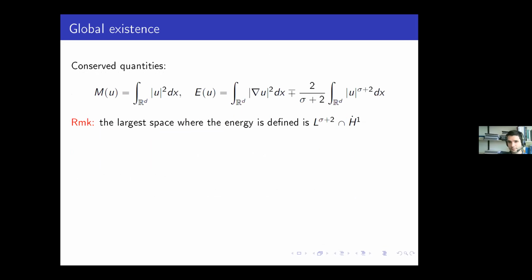In the defocusing case, where you have the plus sign, it's actually interesting to observe that the L sigma plus 2 norm remains bounded because the energy is constant, even though the linear flow may have this norm growing in time. So the nonlinear flow actually gives you a better bound for the L sigma plus 2 norm than the linear flow. It's an interesting observation. But more than that, we cannot say anything.